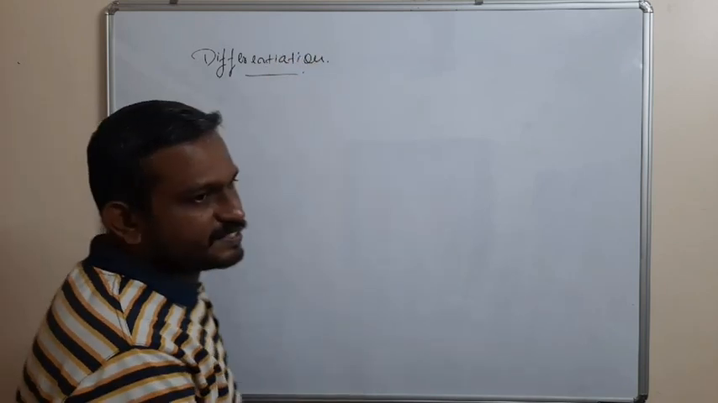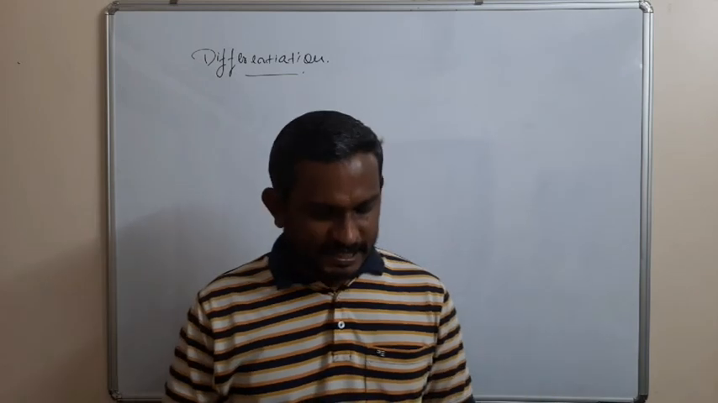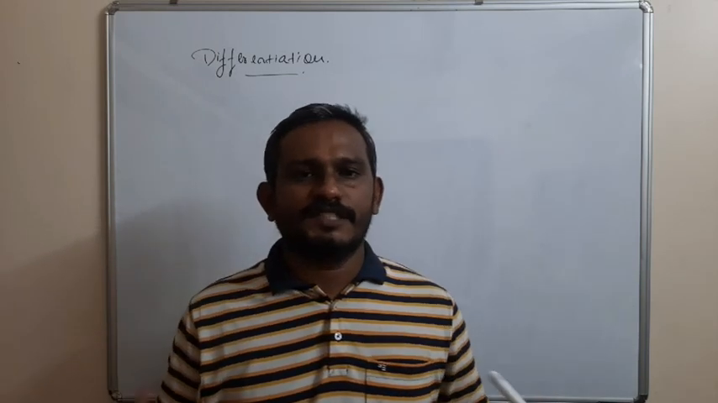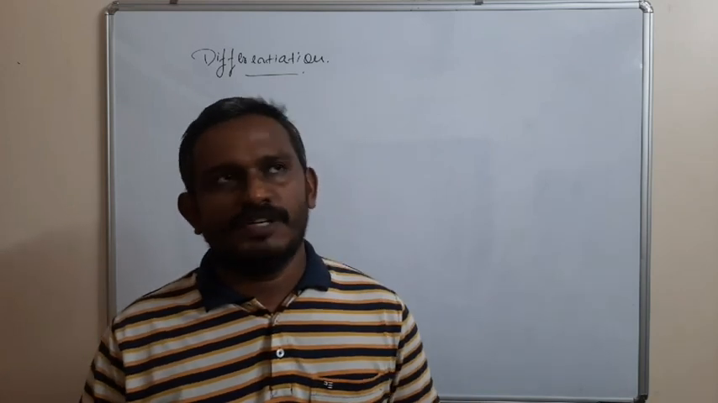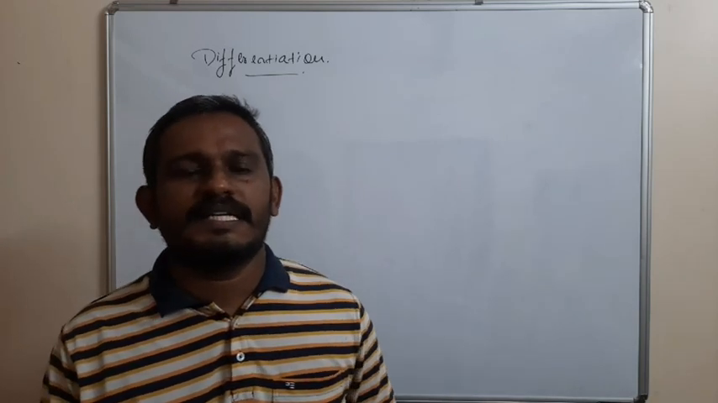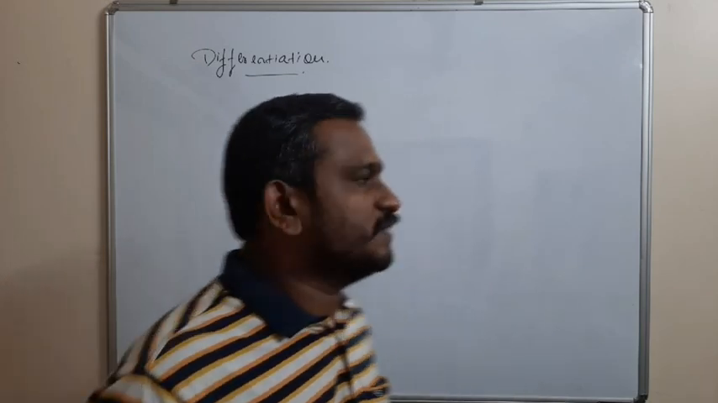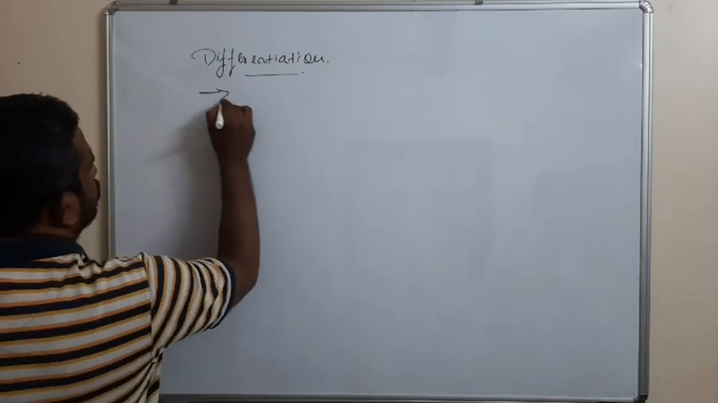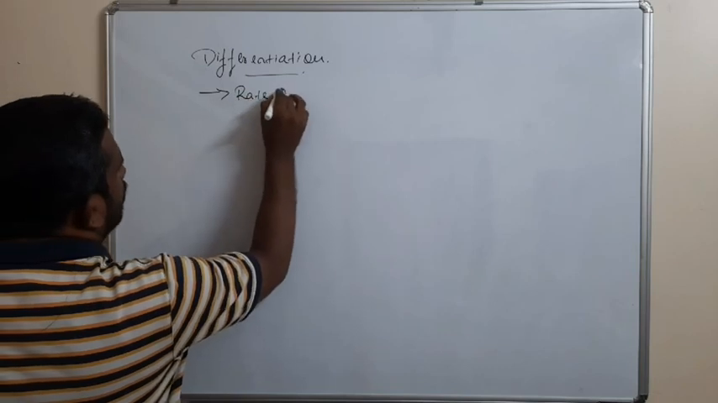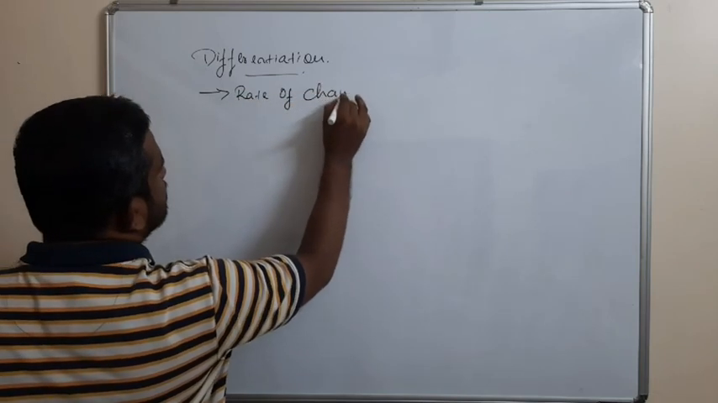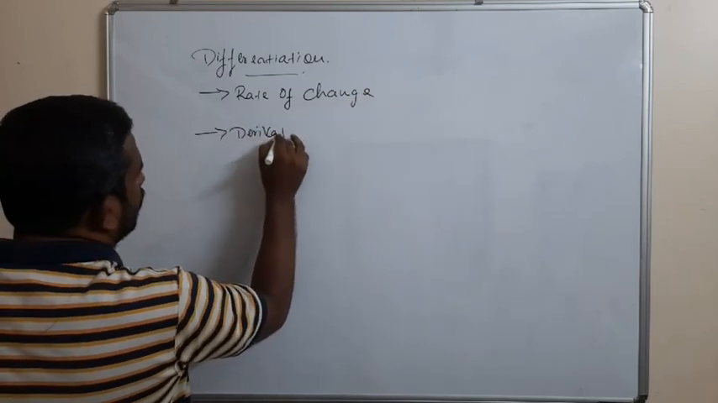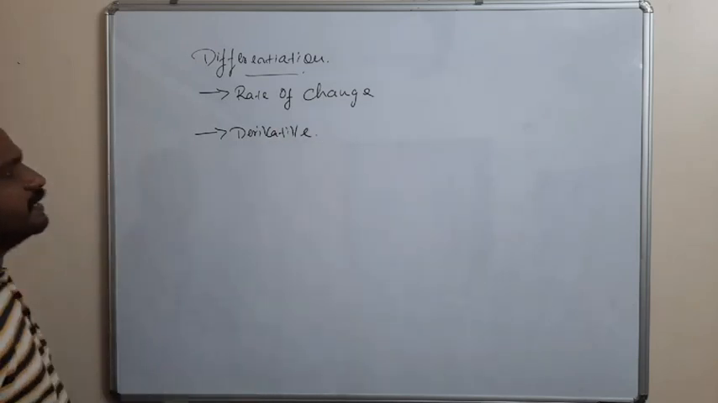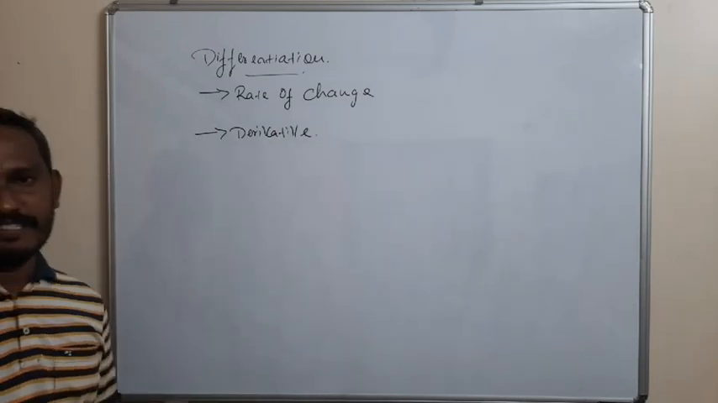So we start with differentiation. What is differentiation? The word meaning of differentiation is to differentiate or distinguish two or more things. So in mathematics, what is the meaning of differentiation? Differentiation is a branch of mathematics that deals with rate of change of a function, and the derivative. These are the things which are dealt with in differentiation.